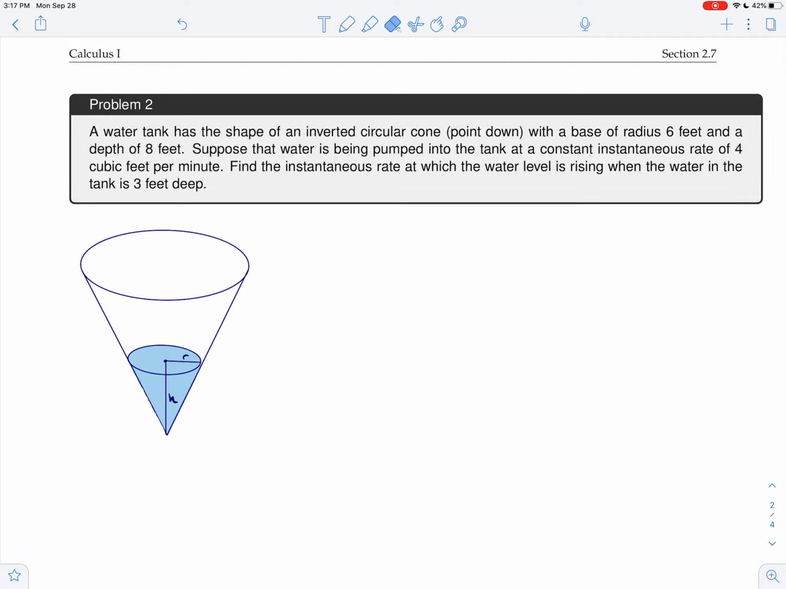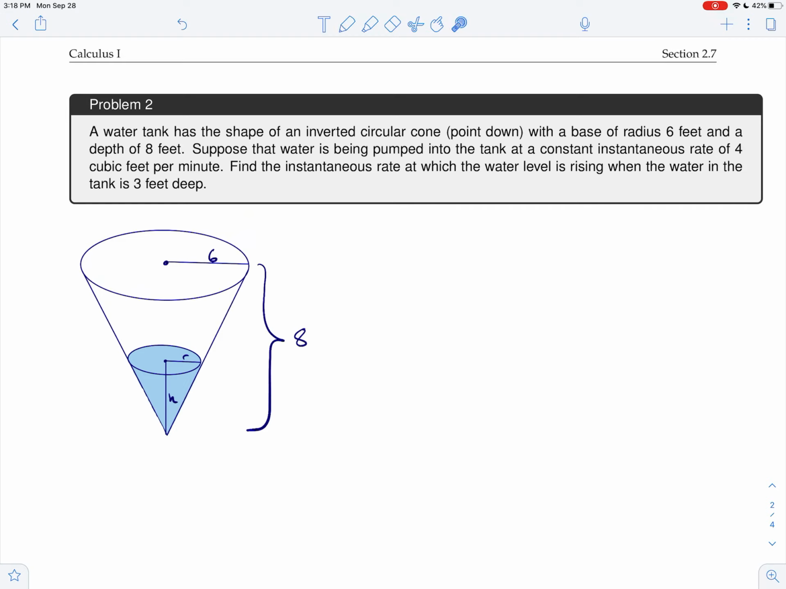All right, problem 2. So we've got a water tank. It's shaped like an inverted circular cone. I went ahead and sketched it here. It's a base of radius 6 feet and total depth of 8 feet. So we can go ahead and sketch that. So the base radius is 6, and then the total depth of this tank is 8 feet.